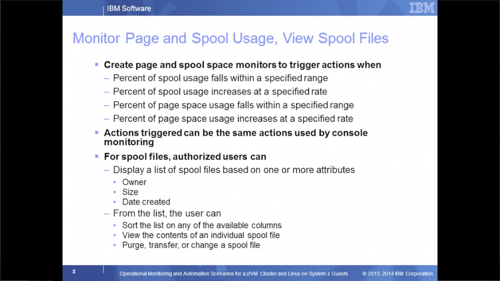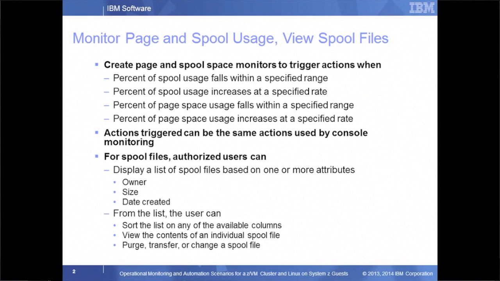Now, in addition to monitoring the spool space, I also have an interface that allows me to look at the spool files on the system. I have a full screen interface that allows me to see all of the spool files on the system. I can sort them by any of the available columns. I can scroll through the list. I can look at the contents of an individual spool file, and I can purge a spool file, for example. I can also filter the list of spool files by the owner or the size or the date created or any combination of those three things.